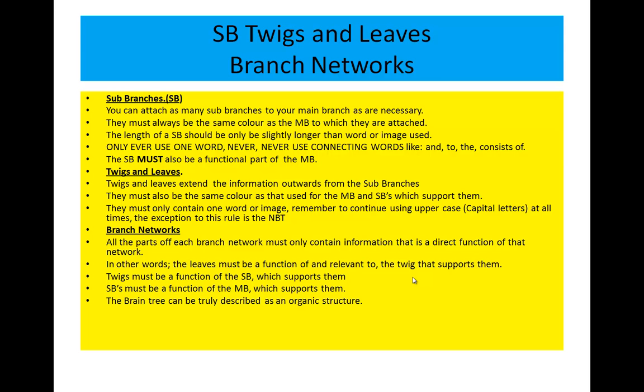Branch networks. All the parts of each branch network must contain information that is a direct function of that network. In other words, the leaves must be a function of the twig that supports them. Twigs must be a function of the sub-branch. Sub-branches must be a function of the main branch which supports them. The brain tree can truly be described as an organic structure.